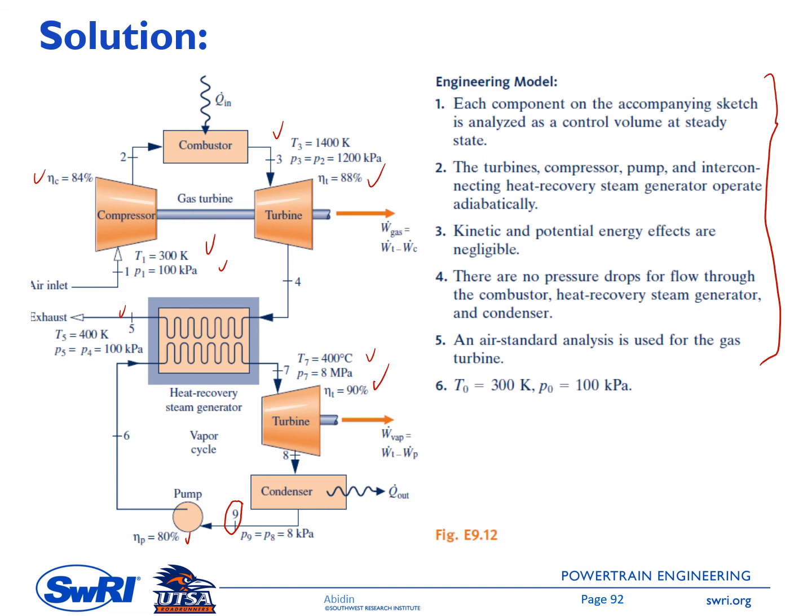So each component is analyzed as a control volume at steady state, and the turbines, compressor, pumps, and interconnecting heat recovery steam generator operate adiabatically. We can ignore the impact of kinetic and potential energies, and there are no pressure drops for flow through the combustor, heat recovery steam generator, and condenser. For the gas turbine cycle, the working fluid is air and can be modeled as an ideal gas, I believe. And this is the reference condition to analyze exergy.